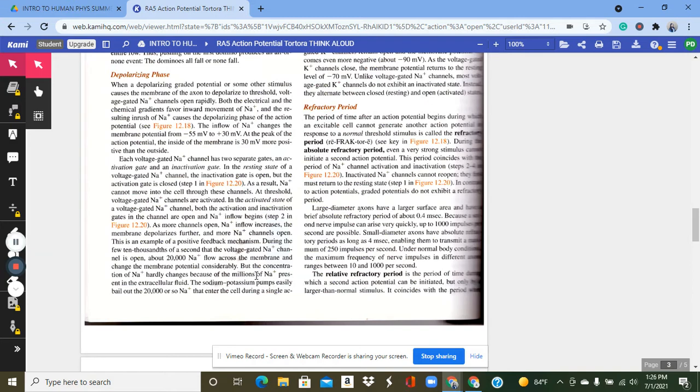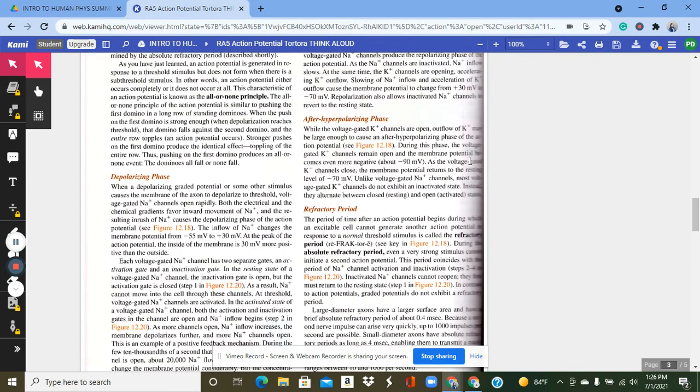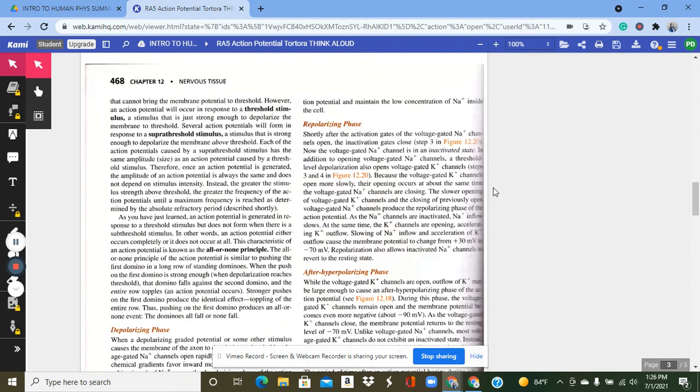But the concentration of sodium hardly changes because of the millions of sodium present in the extracellular fluid. The sodium potassium pumps easily bail out the 20,000 or so sodium that enter the cell during a single action potential and maintain the low concentration of sodium inside the cell.